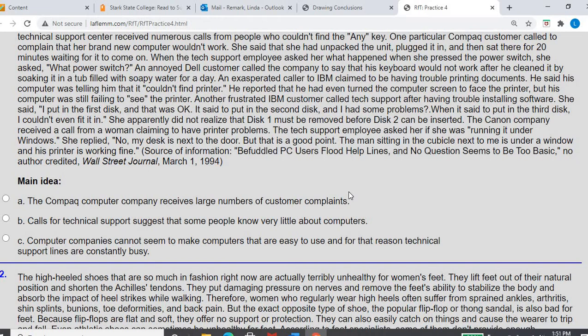So what can we logically infer from the details given in this paragraph? That the Compaq computer company receives large numbers of customer complaints, that calls for technical support suggest that some people know very little about computers, or computer companies cannot seem to make computers that are easy to use, and for that reason, technical support lines are constantly busy. So if I rely just on my details that are given, I know that they talk about more than just Compaq, and they're not just talking about the fact that people can't make these computers easy. They're talking about these calls are suggesting people really don't know a lot about computers. So that is an inference that we can make with support from the paragraph.